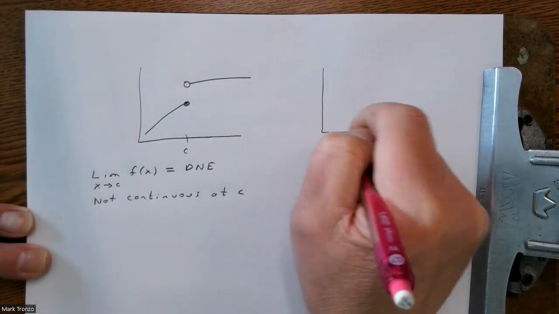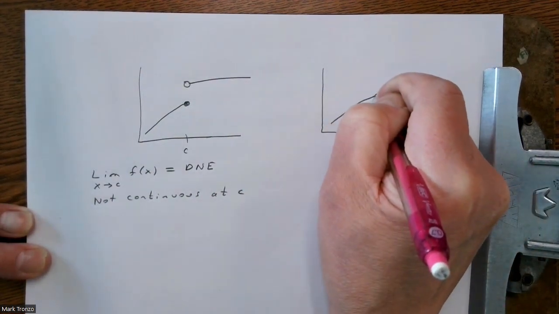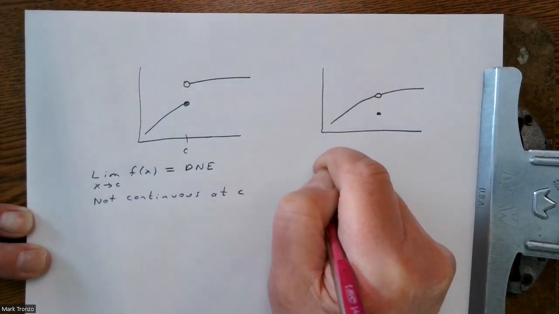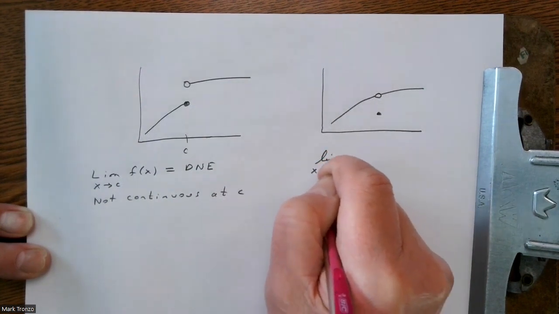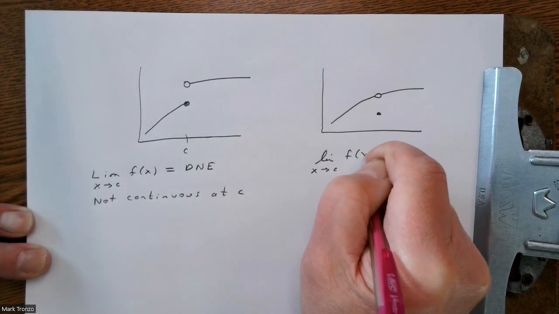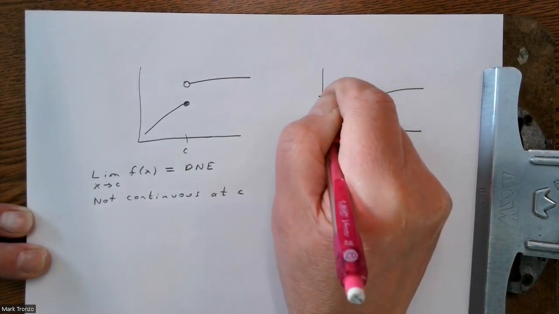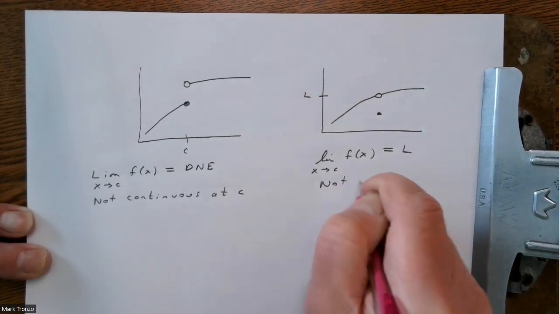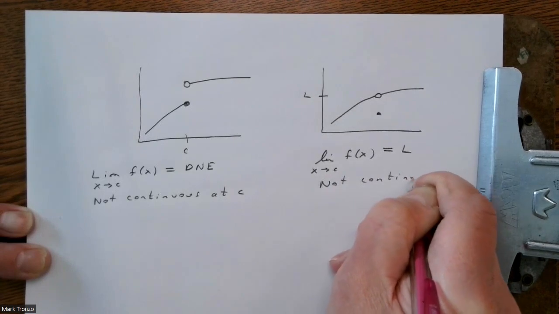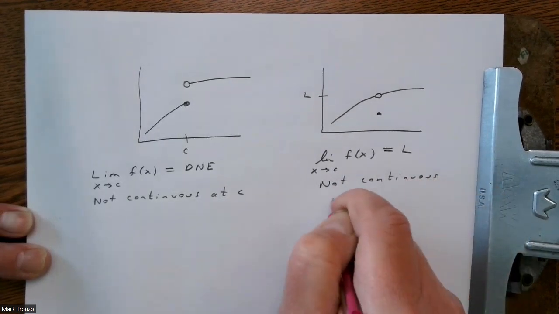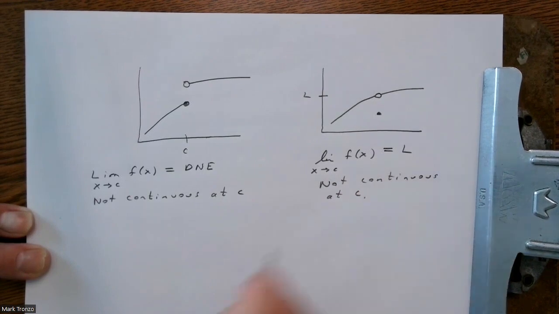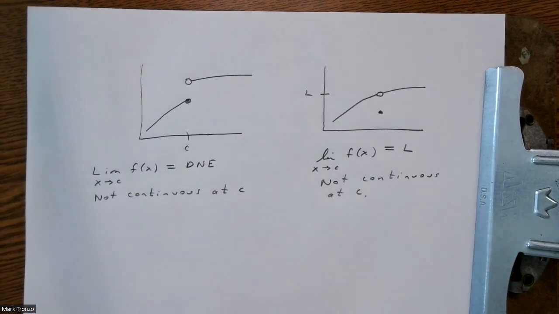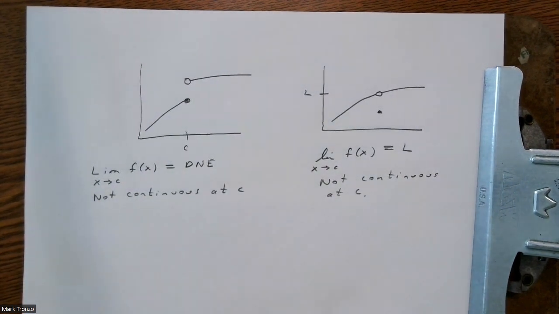On the other hand, with the picture we just showed, if you have a break, however the break might be, could be up or down, the limit does exist. And let's say this is L here, but not continuous. So if you have any breaks in the picture, it's not continuous.